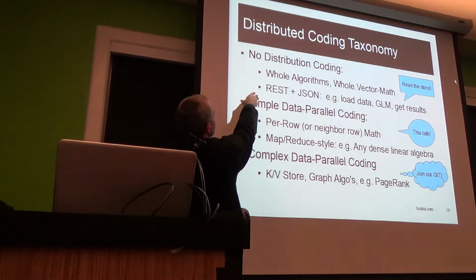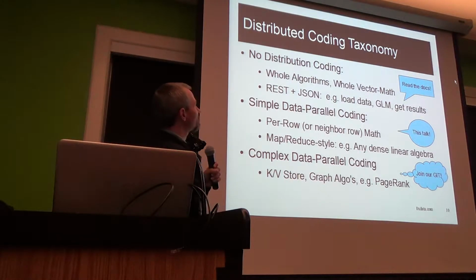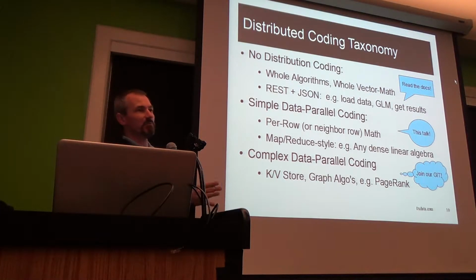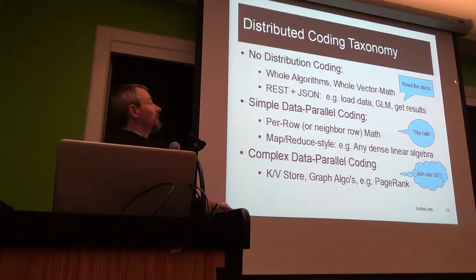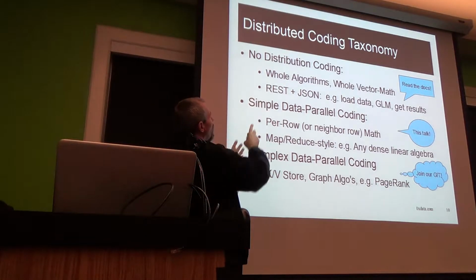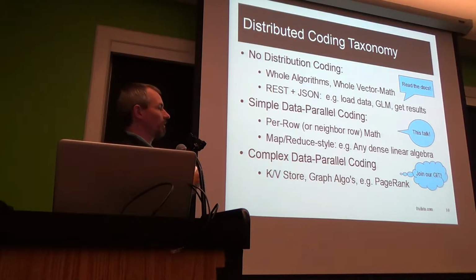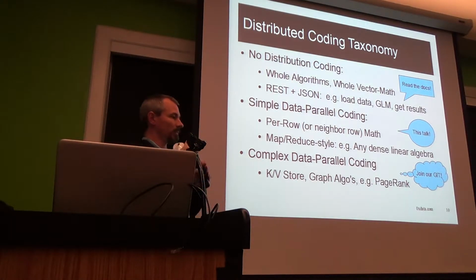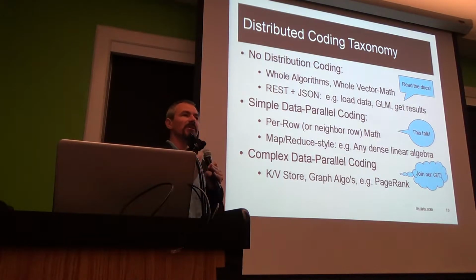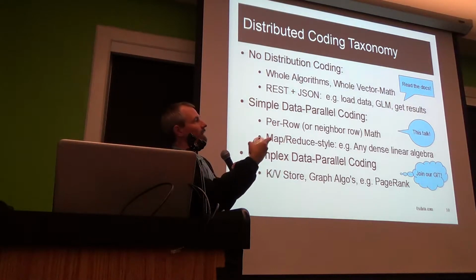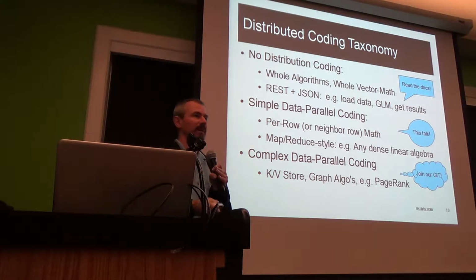Okay, so within that taxonomy, I have 3 ways to look at the system. The top, easy level way is to say, I don't think about distributed coding at all. This is using REST and JSON to drive whole algorithms. So I can go to the console, or I can go to my R console and say, please load this data set from S3 or HDFS or local disk or wherever it is.